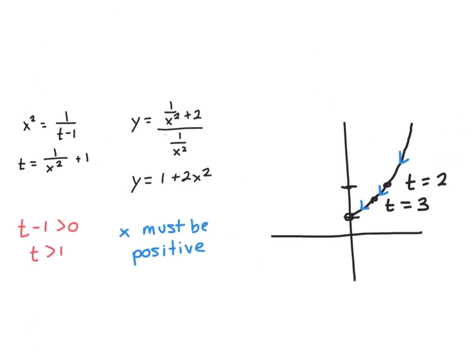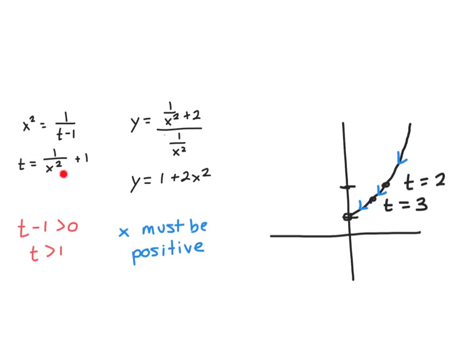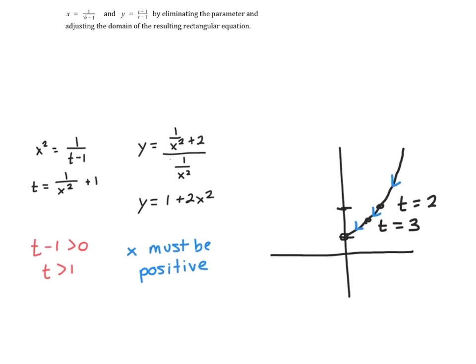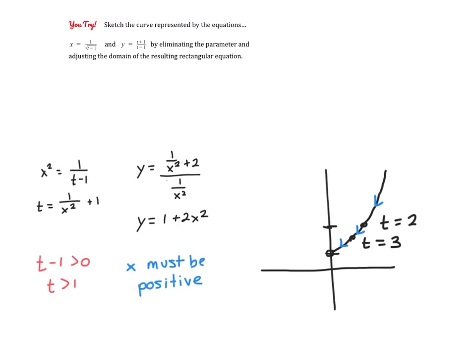Okay, so let's first check the equation. When you substitute into the second parametric equation, you should end up with y equals 1 plus 2x squared. So we have a positive parabola with a vertex at (0, 1). From our original parametric equations, we can tell that x must be positive. It will never be 0. It will never be negative, which means that we have a domain restriction for our graph.